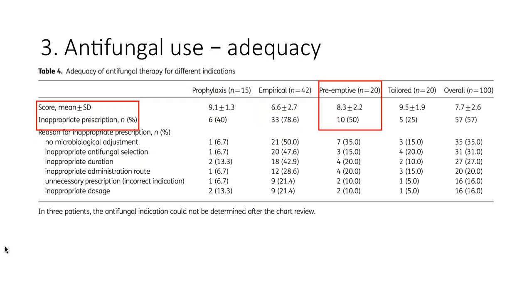Then followed by preemptive therapy, where 50% was considered inappropriate, mainly because of no microbiological adjustment. For prophylaxis, it was surprising that 40% of the prescriptions were considered inappropriate, but it was mainly due to inappropriate dose and duration. So perhaps guideline protocolization might help to enhance that. But again, small numbers. And not surprisingly, the tailored, targeted antifungal use had the lowest inappropriate rate of prescribing, but still a quarter of it was considered inappropriate.